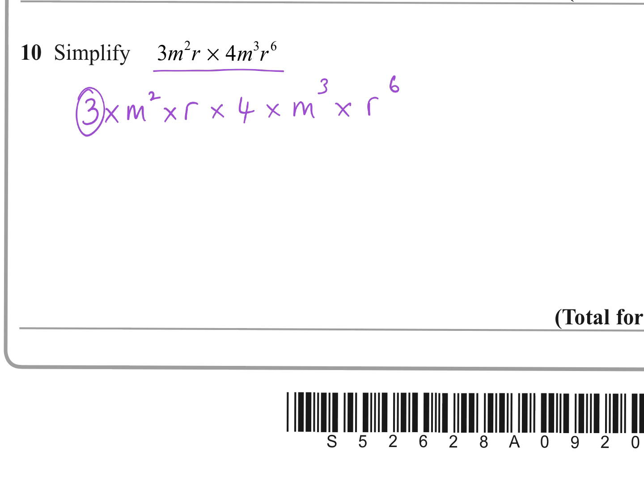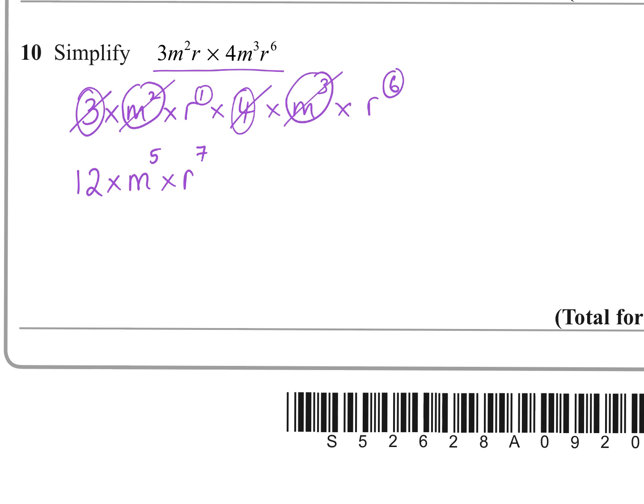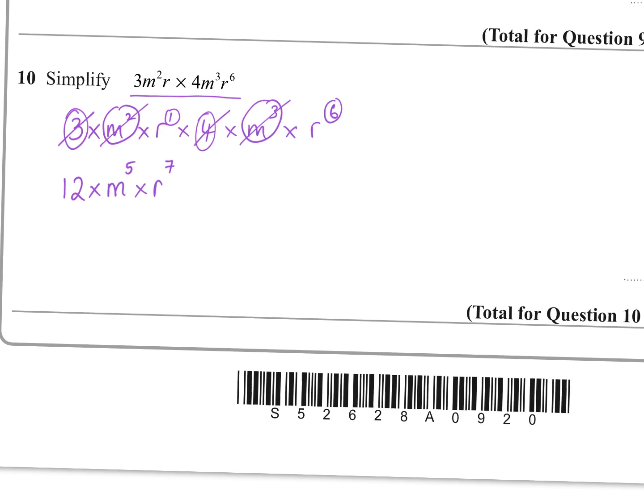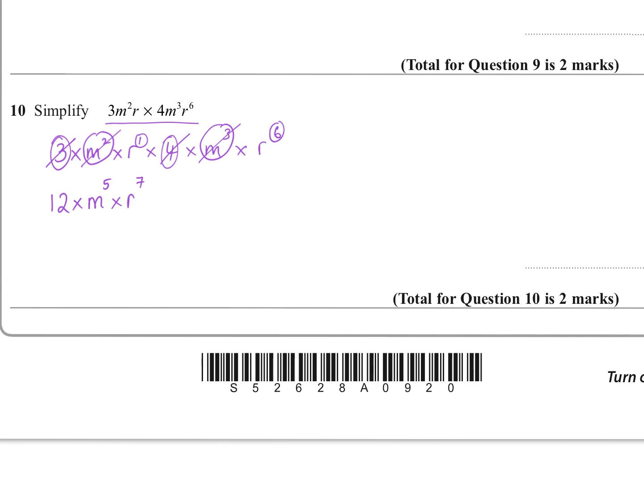Let's look at the numbers first. 3 times 4 at some point, because it's all under multiplication, is 12. Let's cross those out, we've done them. M squared times m to the power 3. Well, we add the powers when we're timesing, so we'd have m to the power 5. Let's cross those out. And then here, it's the same as having r to the power 1 and r to the power 6. So we'd add those as well, and that is r to the power 7. And then we can write it here as shorthand, and we'd have 12 m to the power 5 r to the power 7.